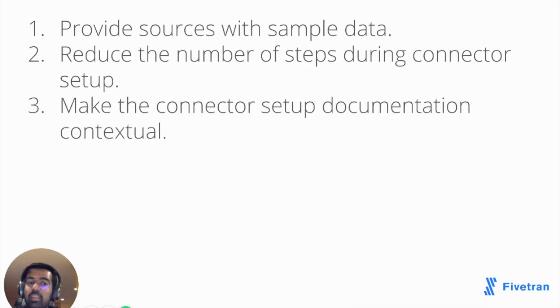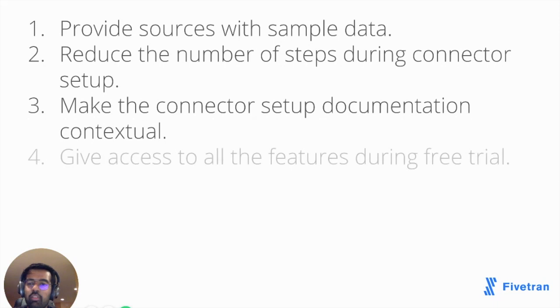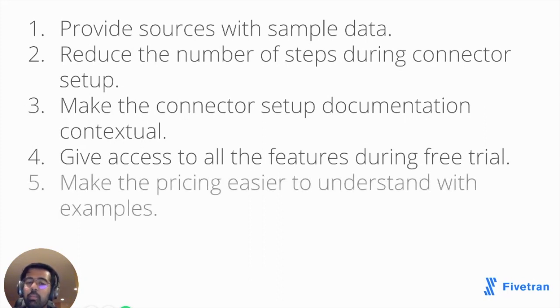Third, the connector setup documentation should be made contextual. In its current form, it can be very overwhelming for the user, and it should be presented only when the user needs it. Fourth, access to all the features should be given during the free trial. For example, I did not have access to transformations. Now that could have been an important feature for me to decide whether I want to go ahead with the subscription of the product or not. And finally, the pricing should be made easier to understand with the help of examples, maybe in a video.